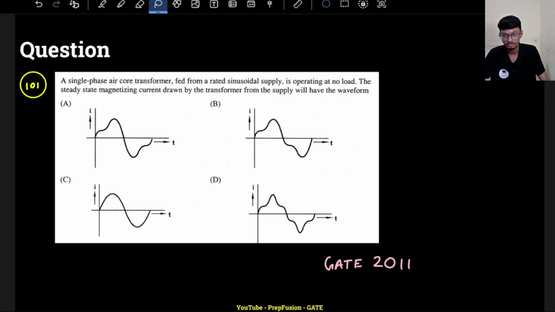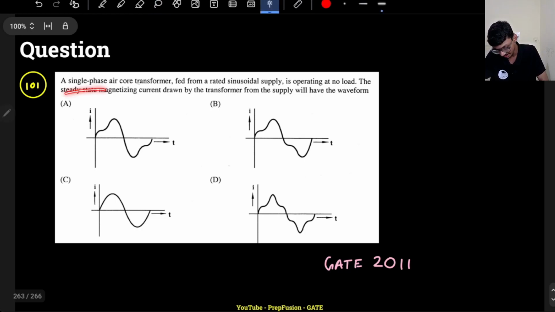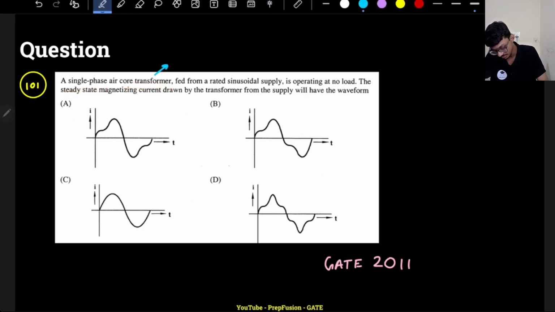Okay, so yeah, let's discuss this question. A single phase air core transformer. Air core means it does not have any saturation, right? Air core means it does not have any saturation. Fed from a rated sinusoidal supply. So supply is sinusoidal, that means the voltage is sinusoidal. If voltage is sinusoidal, what will be the exciting current? Exciting current will be what?